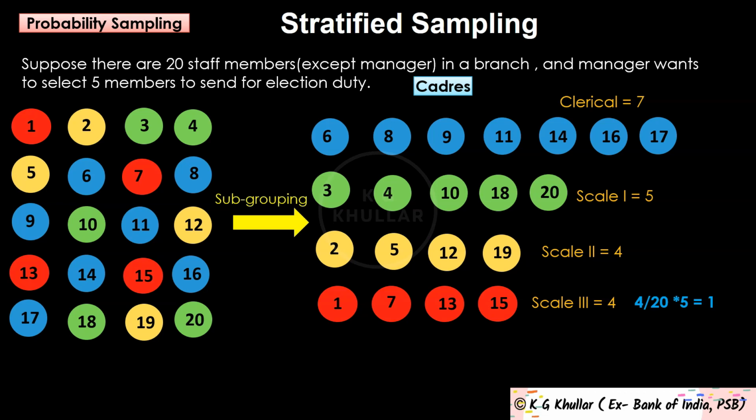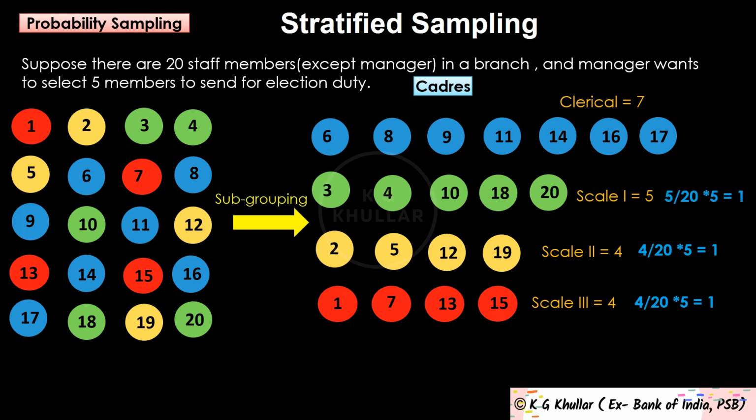Friends, please note 4 is the size of scale 3 officers, then 20 is the population size, and since we are finding proportional figures, we are here multiplying by 5. I hope this is clear to you. Then the manager will select 4 divided by 20 multiplied by 5 equals 1 officer from scale 2. Now also note that this one member out of 4 can be chosen randomly.